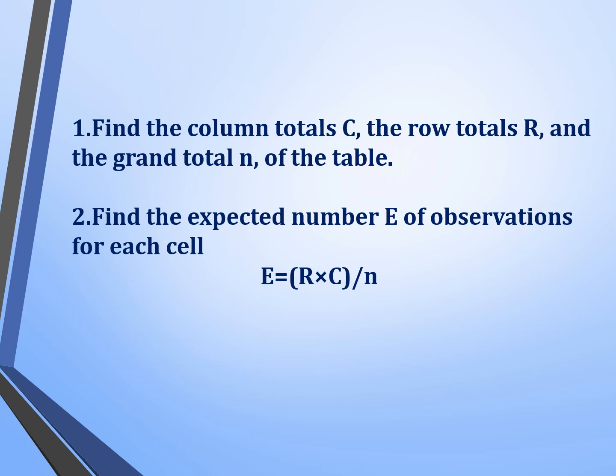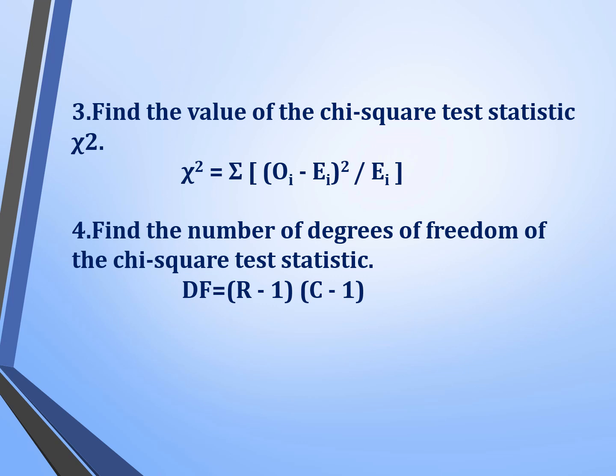In this slide, you can see the equation of the expected, which equals the row total multiplied by column total divided by grand total N. And this slide also shows the equation of chi-square test statistics, which equals summation of observed minus expected squared over the expected. Also, the formula of degrees of freedom, which equals number of rows minus 1 multiplied by number of columns minus 1.